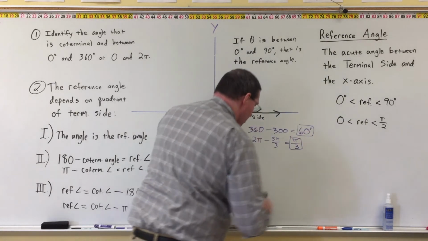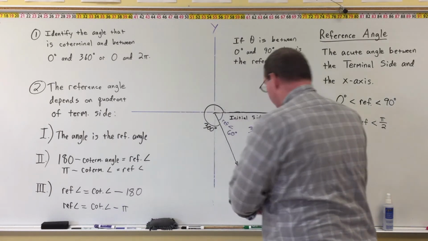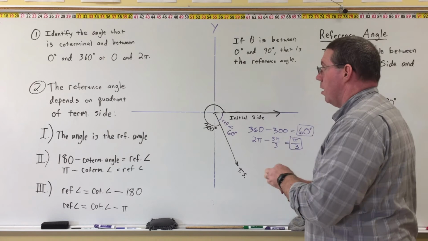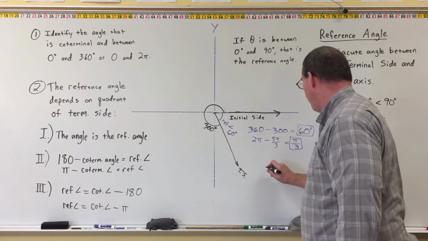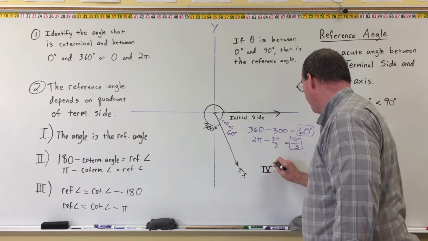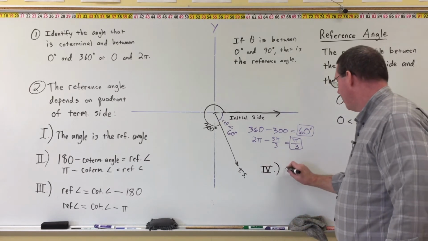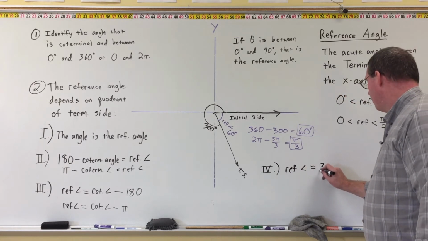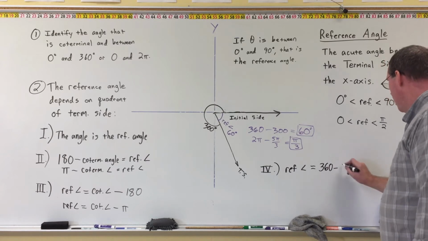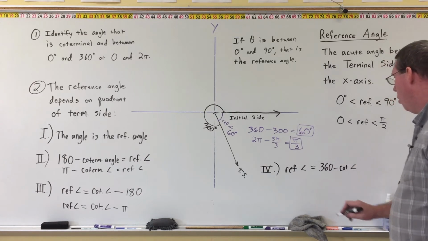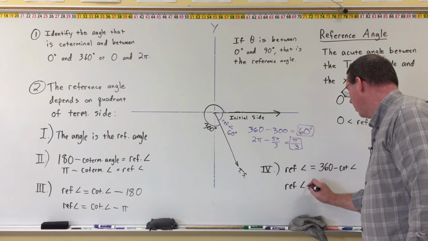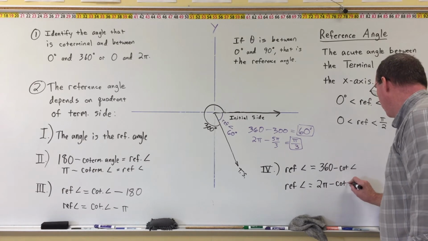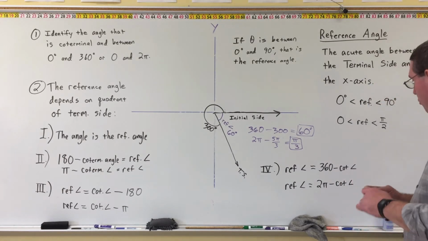All right, let's write this out formally. I'll write it over here because I ran out of room over there. If your terminal side winds up in quadrant 4, then the way you find the reference angle is 360 minus the coterminal angle, or if it's in radians, the reference angle is equal to 2 pi, which is the same as 360, minus the coterminal angle. Let's do a few examples, shall we?